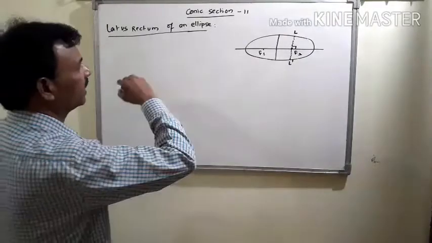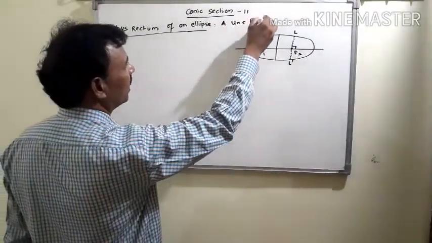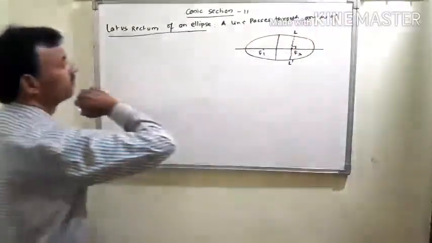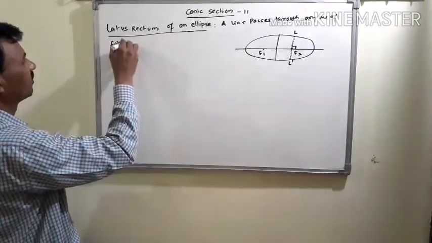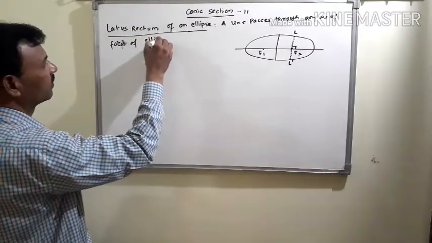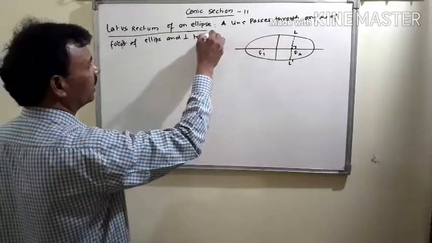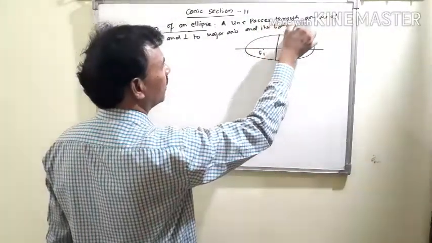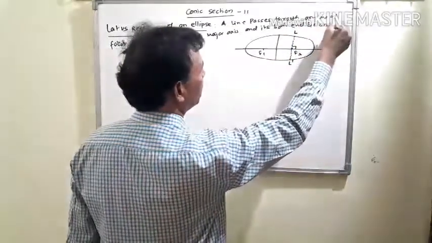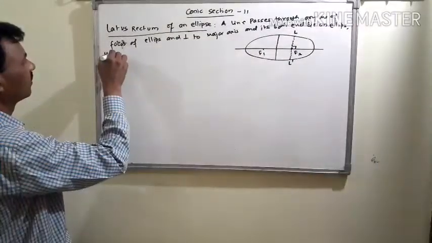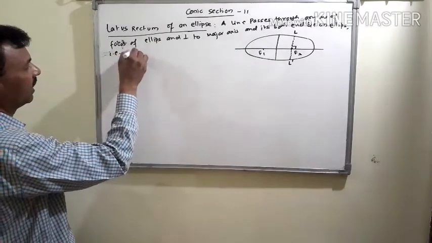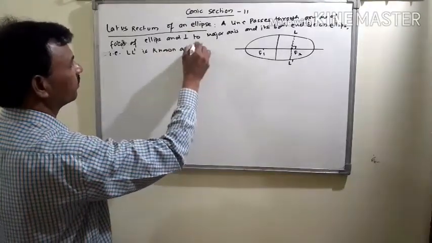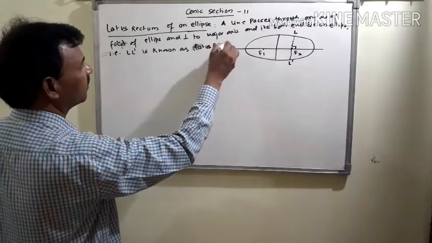If you want to write the mathematical definition: a line passes through any one focus of the ellipse and is perpendicular to the major axis, and both its ends lie on the ellipse, then that line L dash is known as the latus rectum.